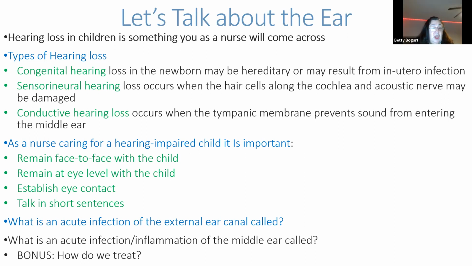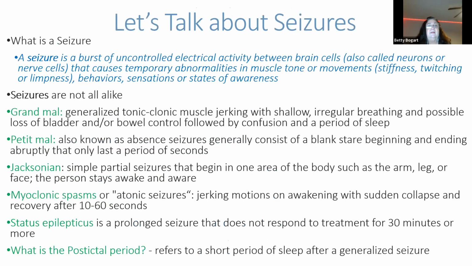So what's an acute infection of the middle ear called? Otitis media. And how do you treat that one? Antibiotics. Oral antibiotics. The acute infection on the external is usually eardrops, but the inner ear is antibiotics. Good job.